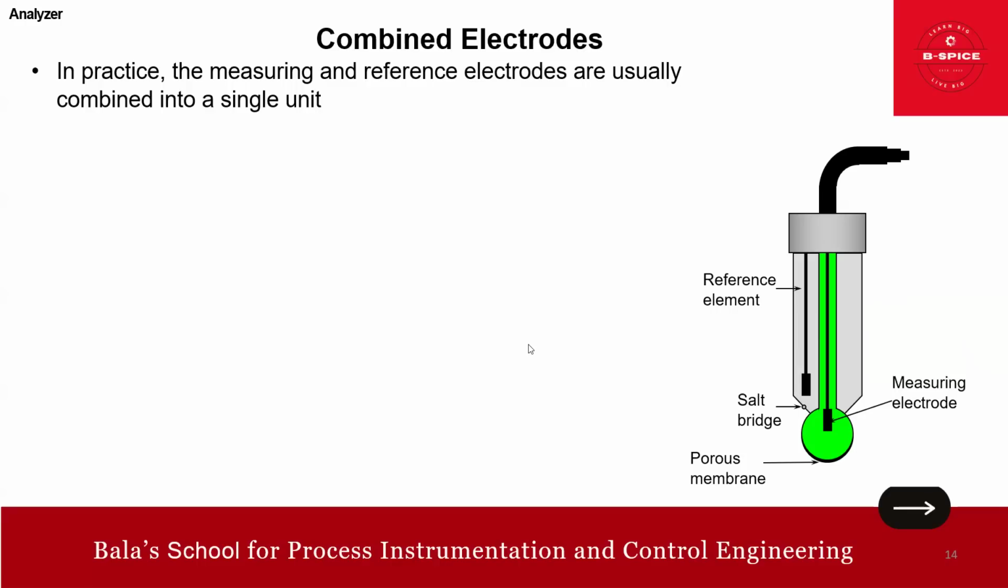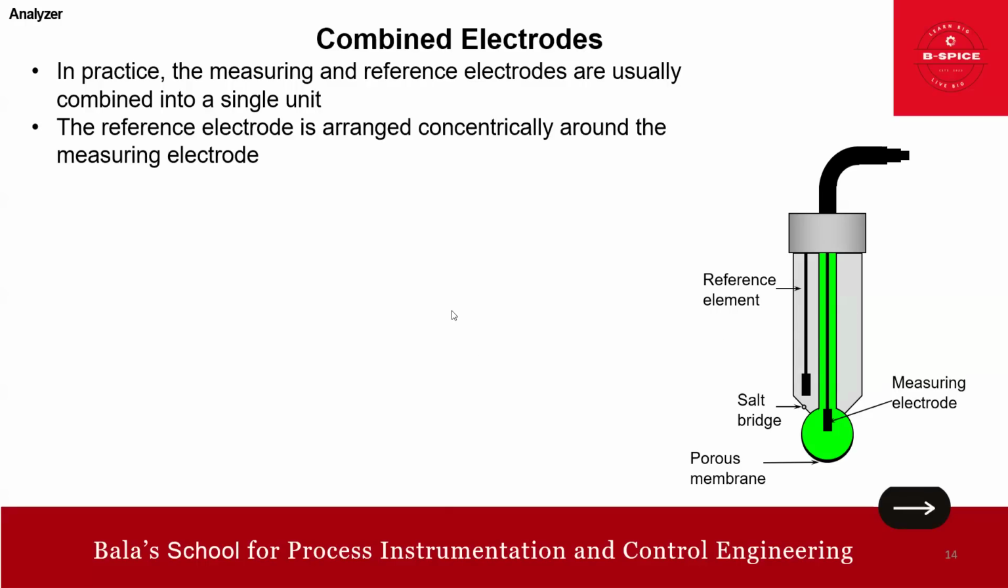You may ask why I explained all this. I explained it to give you an idea of what a reference and a measuring electrode are, and what is inside. But in practice, the measuring and reference electrodes are usually combined into one single unit. The reference element is arranged concentrically around the measuring electrode. This is your measuring electrode, right?